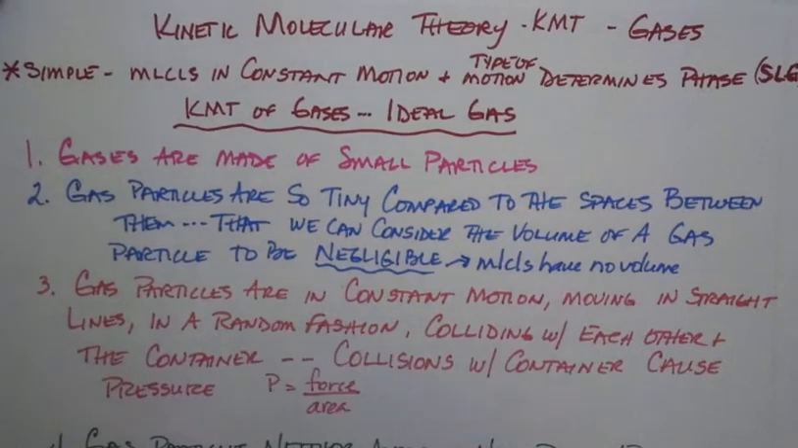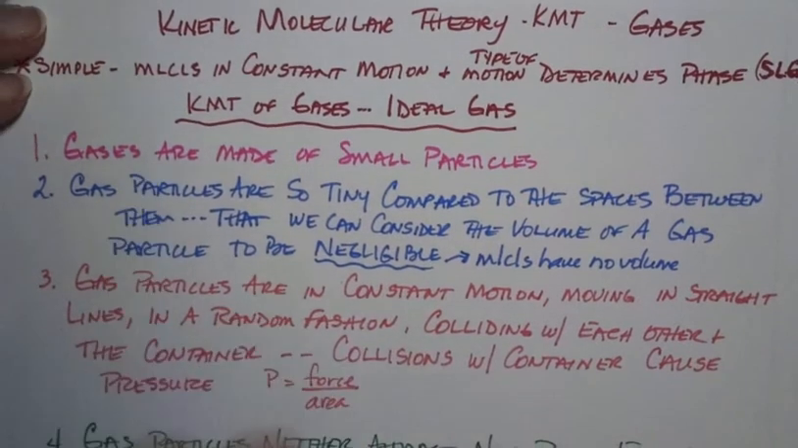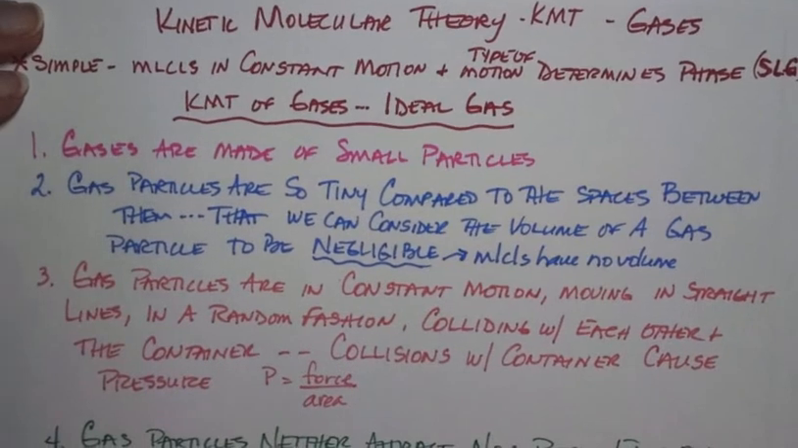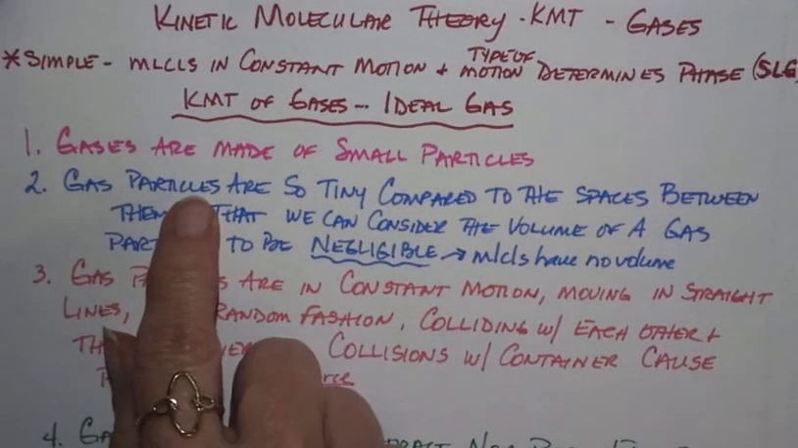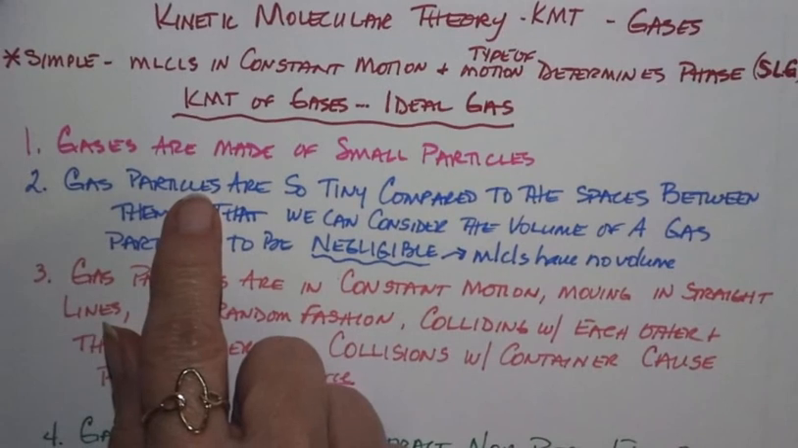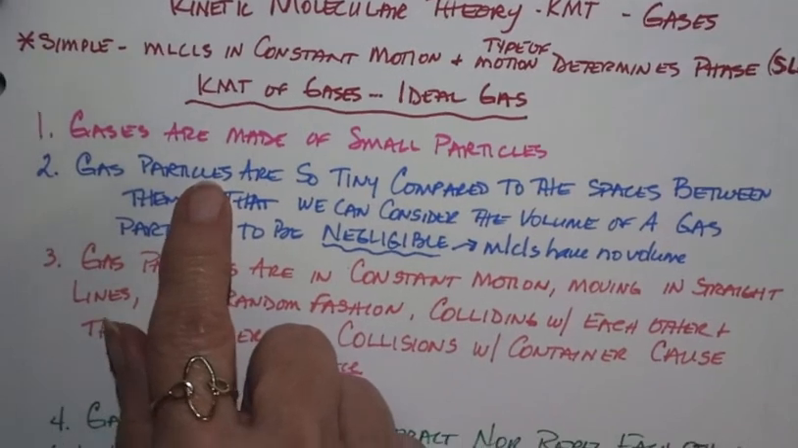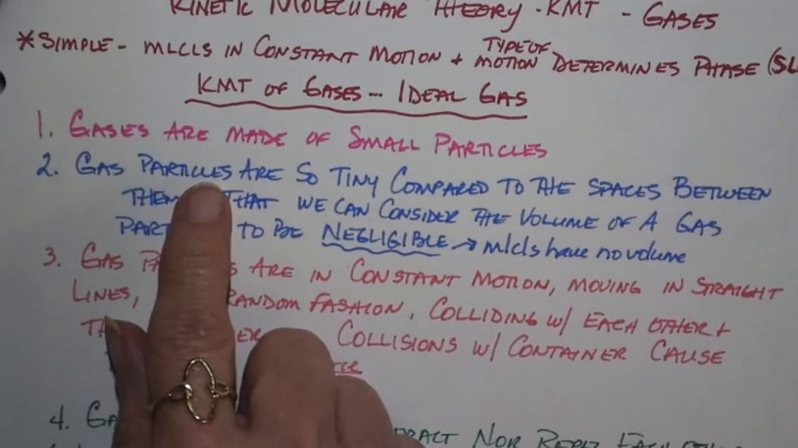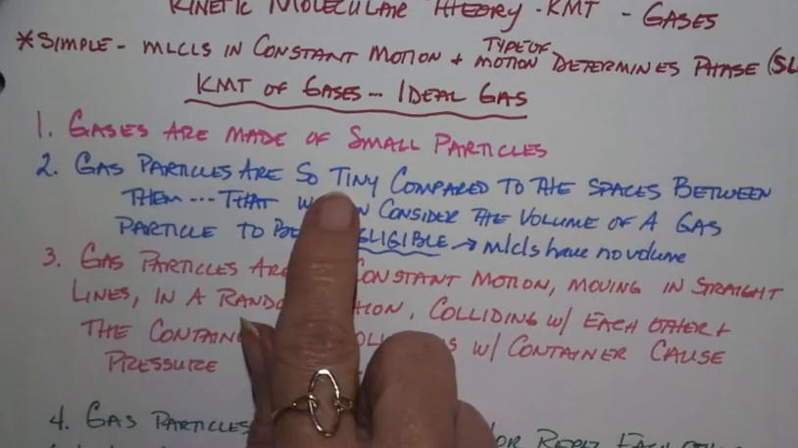So the first rule is gases are made of small particles. Duh, they're really small. These gas particles are so small compared to the gaps between them that we can ignore the volume of the individual particles. That makes our calculations much, much easier. Because they're so tiny compared to the spaces between them, we can ignore the volume of the gas molecules.